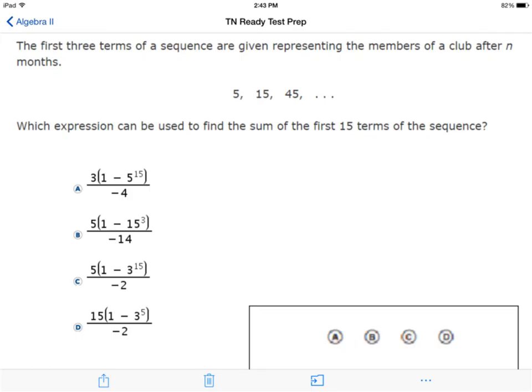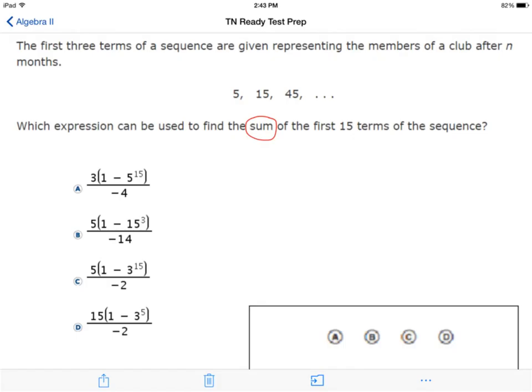This question presents us with the first three terms of a sequence, representing the members of a club after n months, and the sequence is 5, 15, 45. And then they ask us which expression can be used to find the sum of the first 15 terms in a sequence. So here they're giving us a clue to what we need to do, a sum.